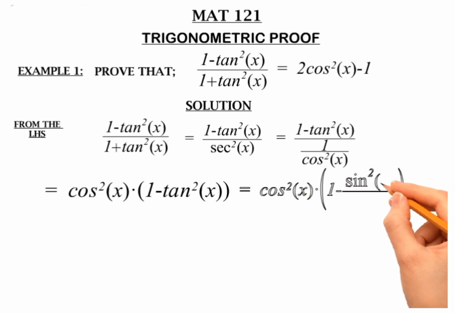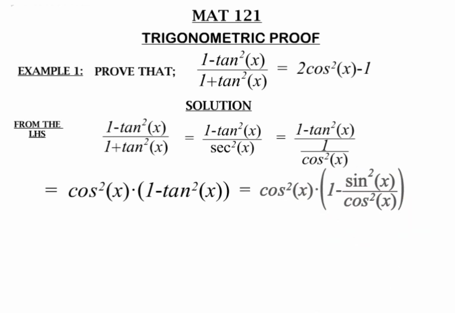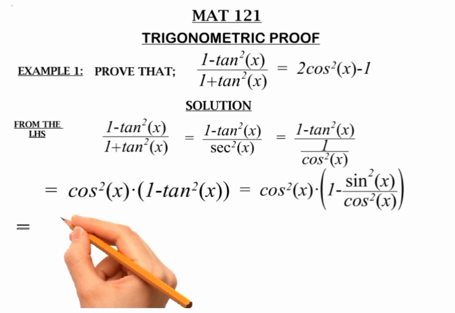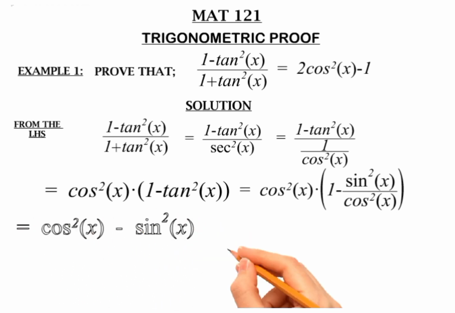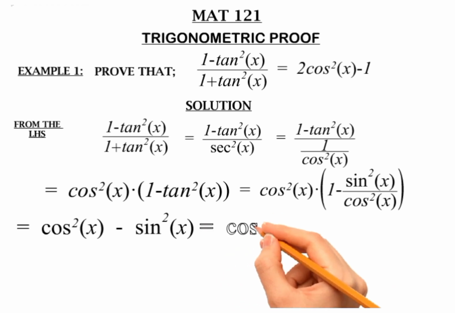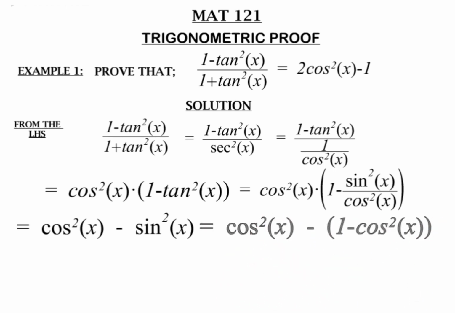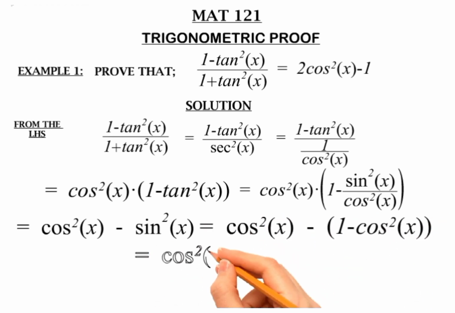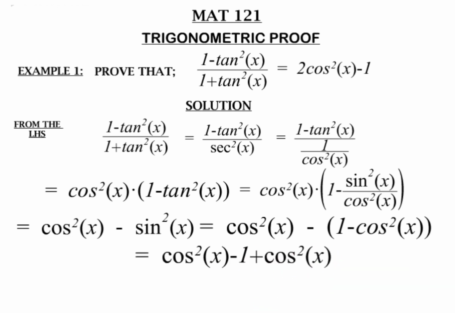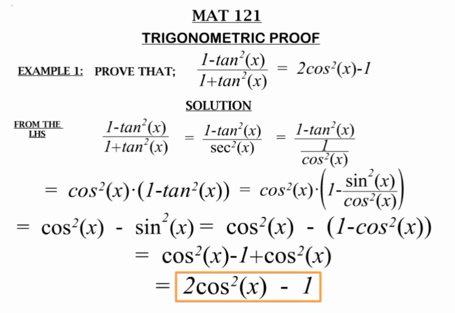Cos square x into bracket 1 minus sine square x over cos square x, which expands to cos square x minus sine square x. This can be expressed in terms of cosine only by using the first identity, since our goal is to arrive at the right-hand side of the equation, which is in terms of cosine. And finally, we arrive at 2 cos square x minus 1, which happens to be the expression on the right-hand side. Thus, the proof is complete.